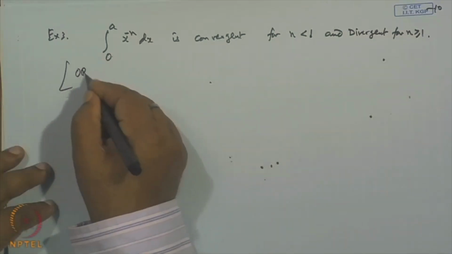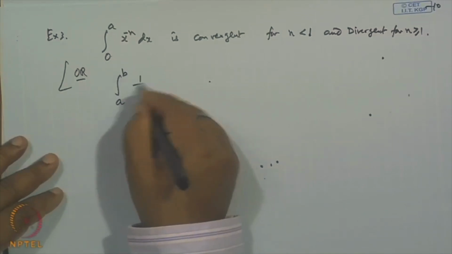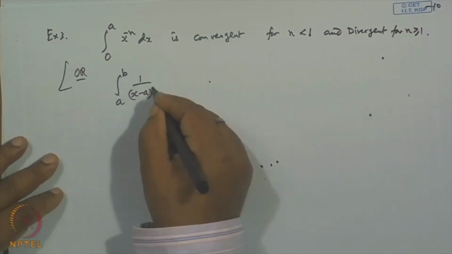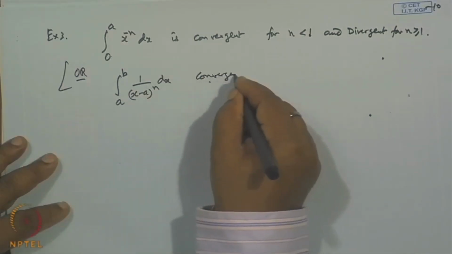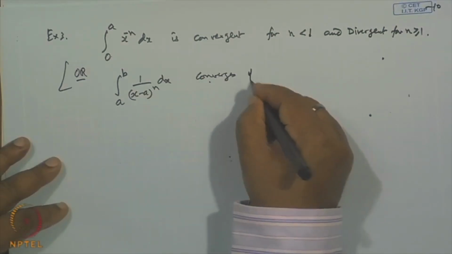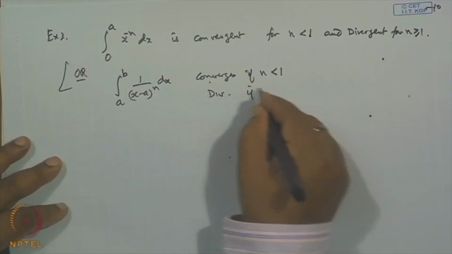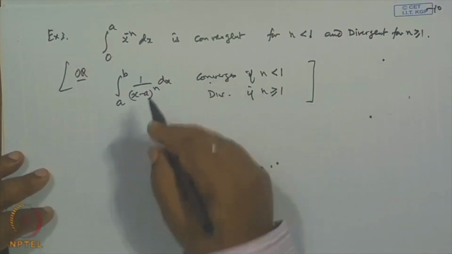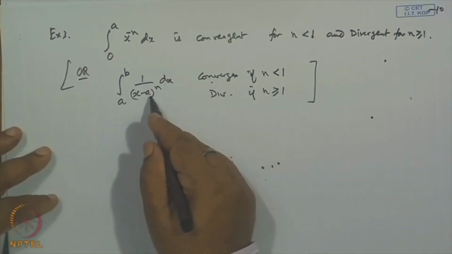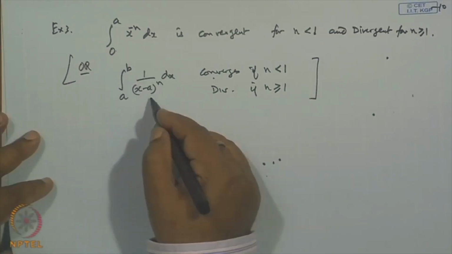Or we can also write it like this: suppose we have the integral from a to b of 1 over x minus a to the power n dx, then this integral converges if n is strictly less than 1, and diverges if n is greater than or equal to 1. So, this clearly shows that at x equal to a, the function becomes unbounded. Okay. So, let us see the way we will prove this, and this is just the generalization.